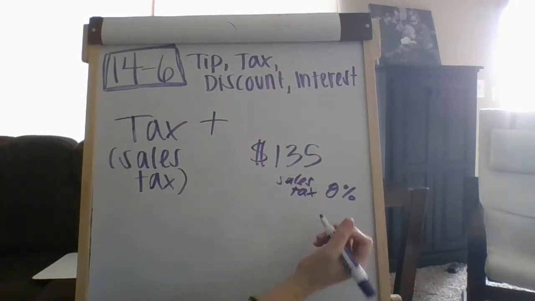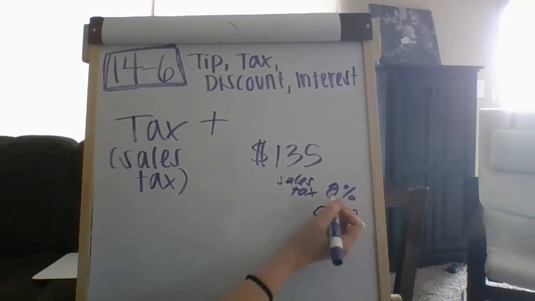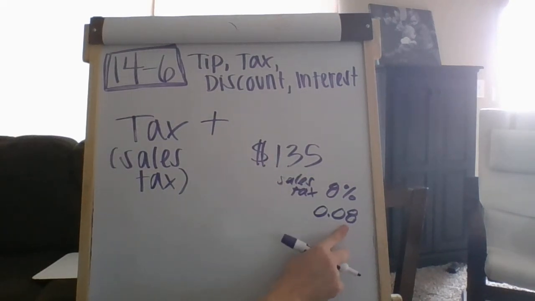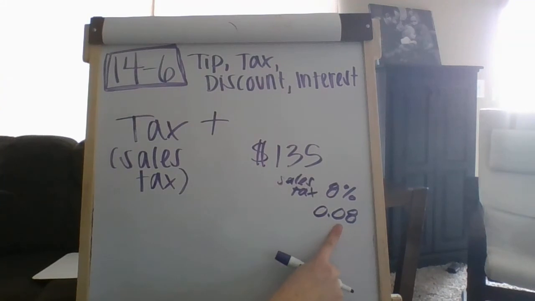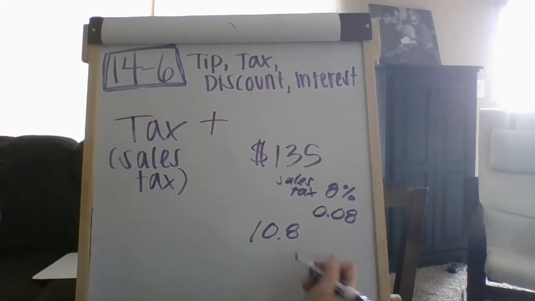What is this as a decimal? You guys, big thing to keep in mind, that is 0.08, not 0.8, because 0.8 would be 80% sales tax. We just want that 8%. So we're going to do our 135 times 0.08. What we get for that is $10.80. Now, if you do it in your calculator, you're going to get 10.8.